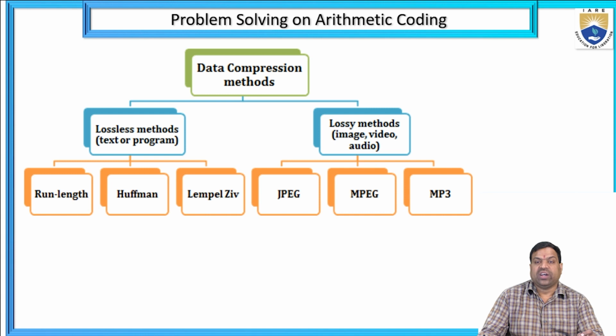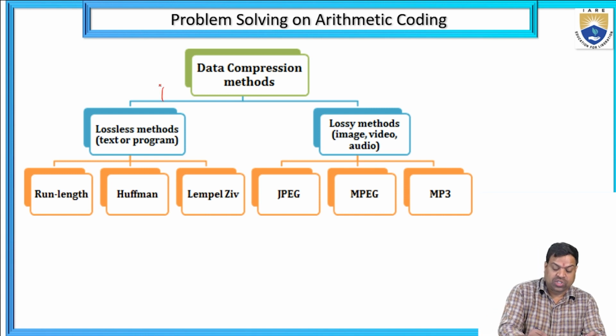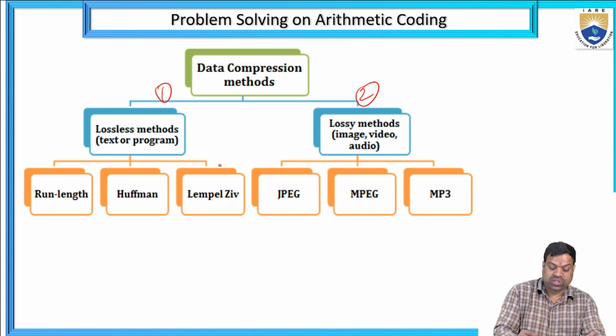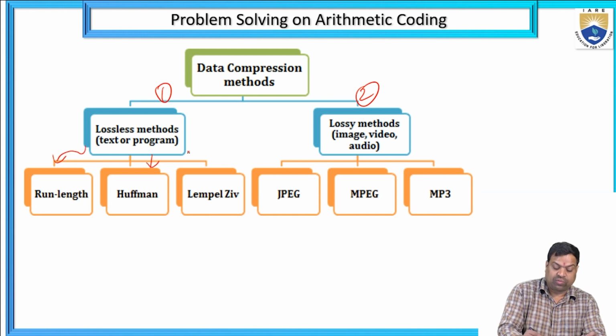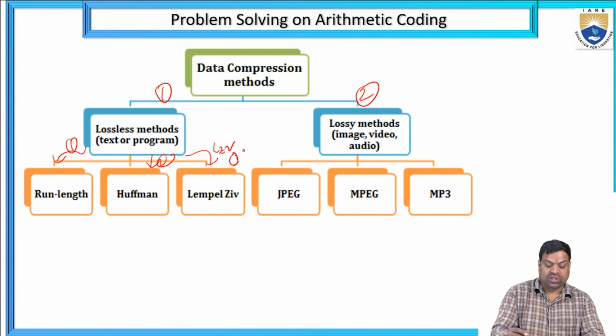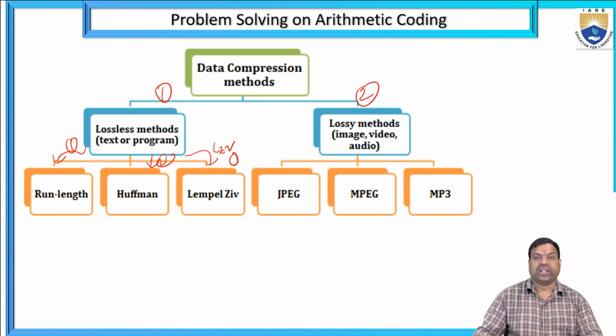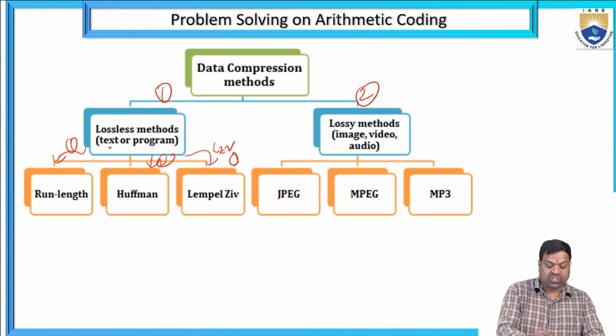So data compression methods are lossless image compression and lossy image compression. Lossless compression methods are run length coding, Huffman coding, and Lempel-Ziv. These are the three types. Lossless methods are used for text or program files. Run length coding is one type, then Huffman coding, and Lempel-Ziv.